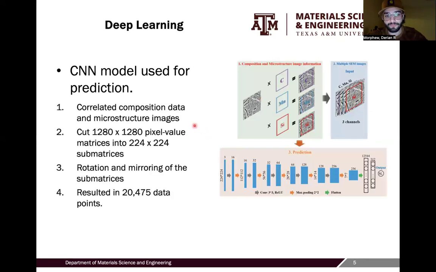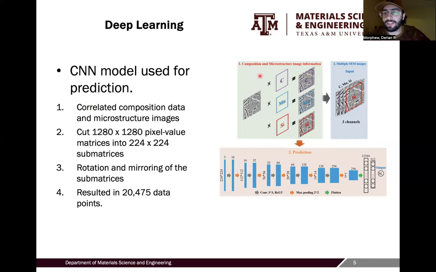And so what separated this paper from a lot of the other papers that I found throughout the literature, especially for predicting Martensite start temperatures in steel specifically, is they correlated composition data and microstructure images. And they did that here. As you can see, they basically just multiplied the composition of carbon by basically each of the pixel values in the pixel value matrix.